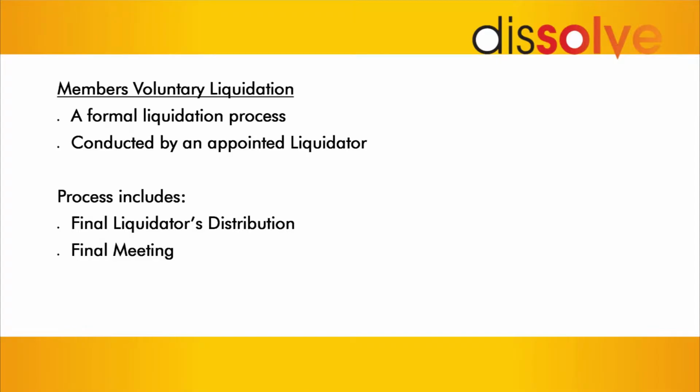A member's voluntary liquidation is a formal liquidation process and is conducted by an appointed liquidator. The process includes the liquidator making a final distribution of any surplus assets to shareholders and holding a final meeting. There are specific situations where a member's voluntary liquidation is the right option. The main ones are as follows.